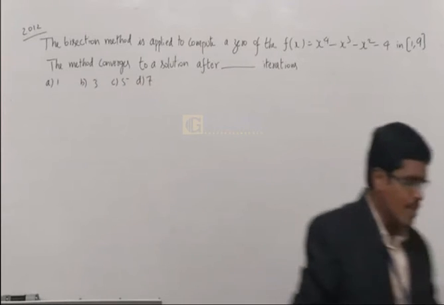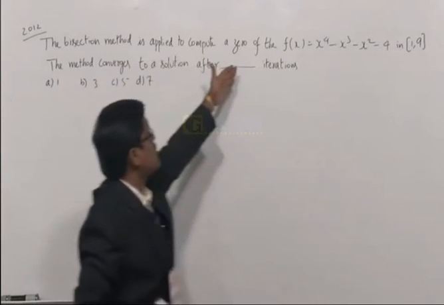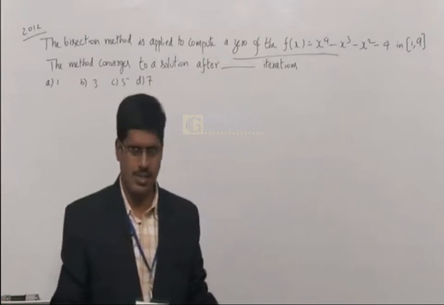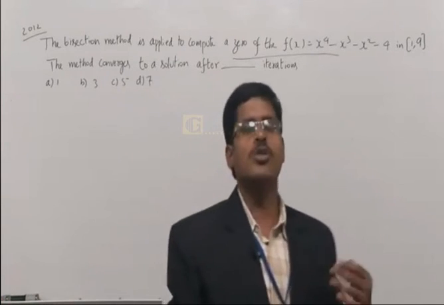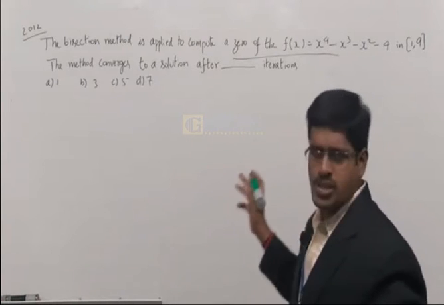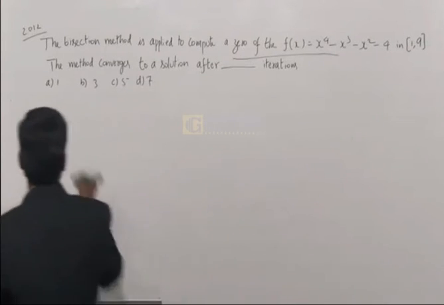First of all, solution means root of the equation. This method is applied to compute a zero of the function. What is the meaning of zero of the function? Nothing but root of the equation. Zero of the function is also called root of the equation. So this equation converges to a solution by this method after how many iterations?